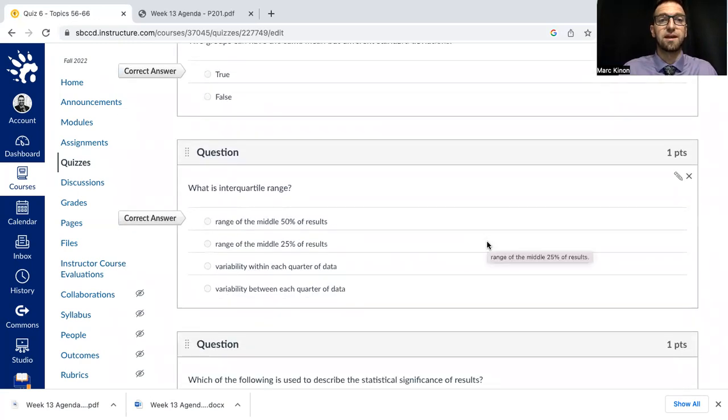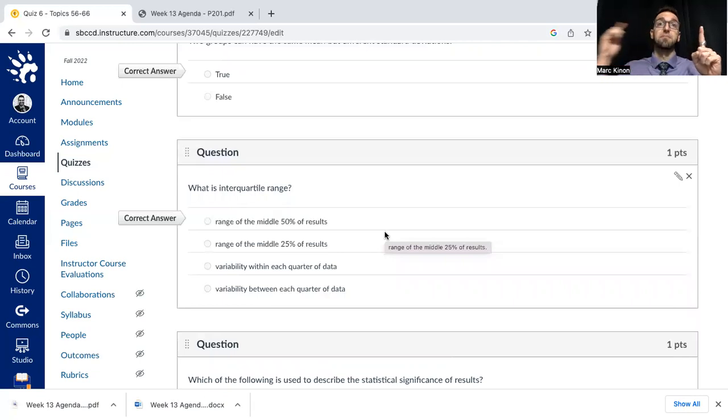What is interquartile range? It's the range of the middle 50% of the data. And the best way to understand this is to draw out a box plot, right? The box plot has the min, the Q1, the Q2, the Q3, the max, right? And you can draw the mean in. But the important thing is the min to the Q1 contains 25% of the data. The Q1 to the Q2 contains 25% of the data. The Q2 to the Q3 contains 25% of the data. The Q3 to the max contains 25% of the data, right?